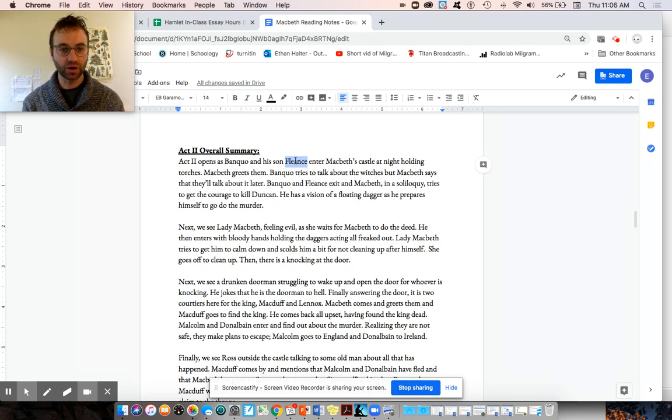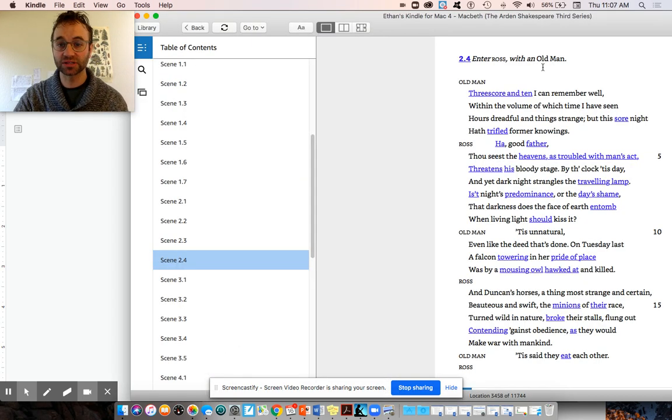Act Two opens as Banquo and his son Fleance enter Macbeth's castle at night, holding torches. So it is dark, and something very bad is going to happen at night. This is right before Macbeth is about to do this horrible deed. And that's where Act Two begins.